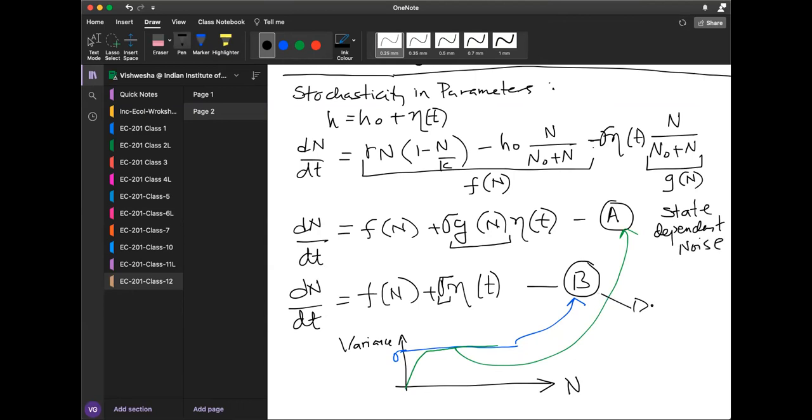Whereas this is independent, it's also called additive noise, because you're just adding. And what will be the contrast to the additive noise? Multiplicative noise. It's also called the multiplicative noise.